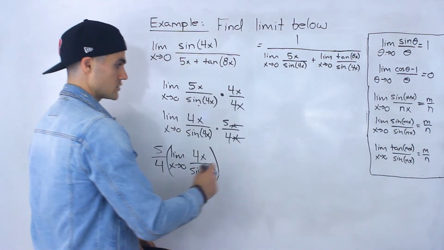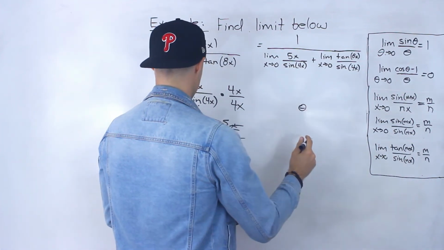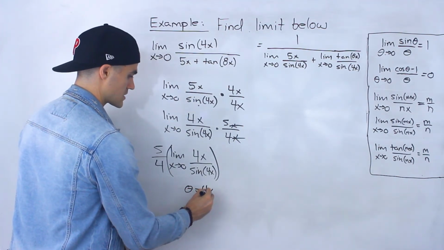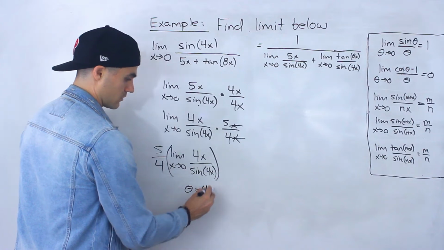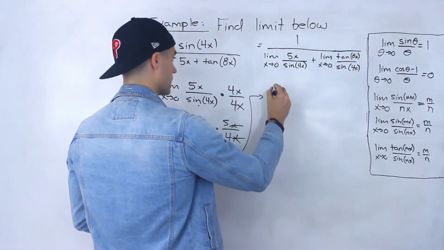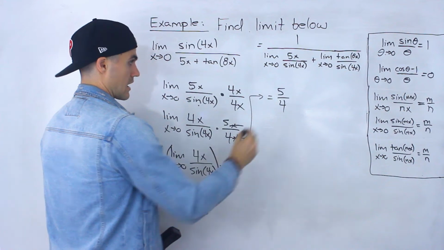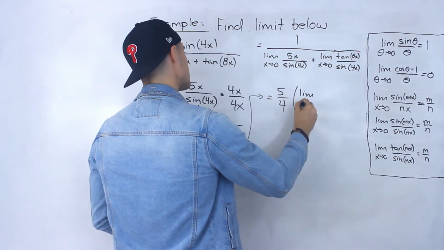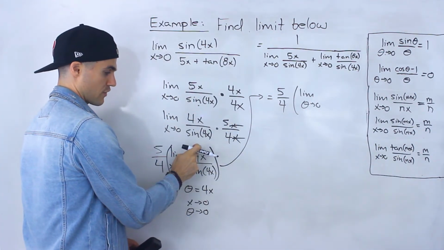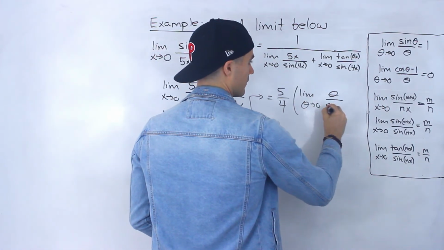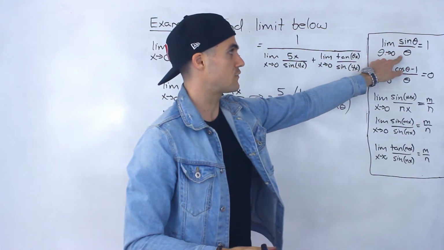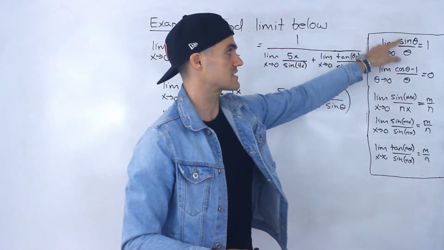And so we can do a change of variable. I'm going to let theta equal 4x. And then as x approaches 0, that means theta is approaching 0. So I'm going to continue this here, and I'm going to rewrite this as 5 over 4, and then this limit as the limit as theta approaches 0 of, remember theta now is 4x, theta over sine theta. Now we've got to get this into this format. Notice it's theta over sine theta, but this one's sine theta over theta.